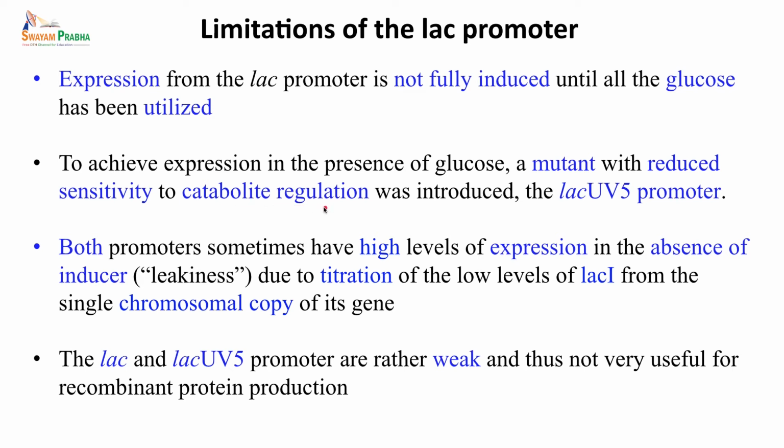Now both the original lac promoter and the lac UV5 promoter do have a high level of expression even in the absence of the inducer. So both of them are actually leaky promoters. And this leakiness is because you remember the lac-I gene, right? The lac-I is present in the chromosome, so there's a single copy of lac-I, so there is only a certain amount of lac-I protein that can be made.